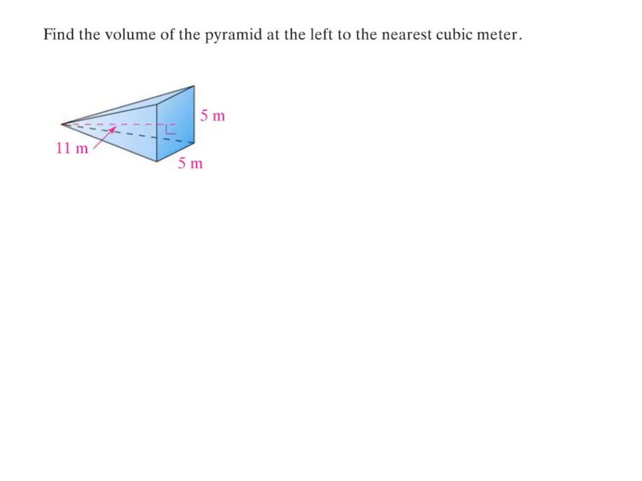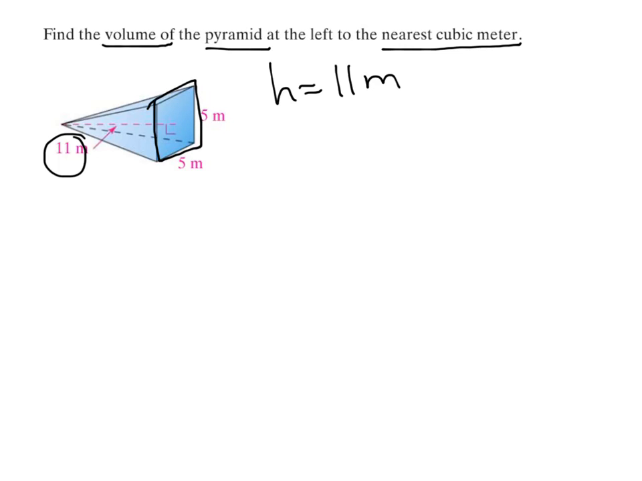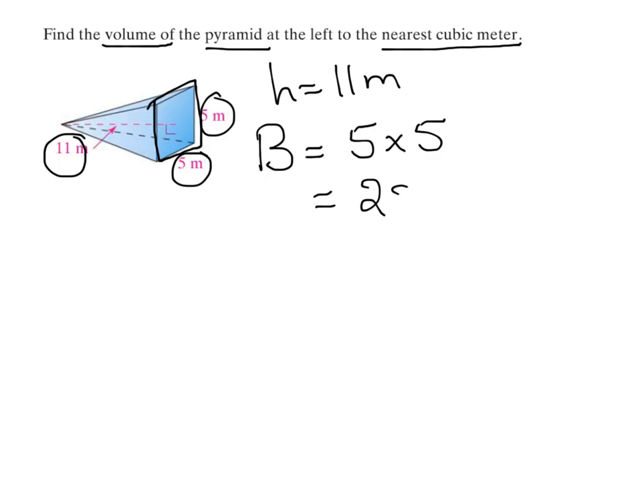Let us do this problem. Find the volume of a pyramid at the left to the nearest cubic meter. Now in this pyramid, what is the height of the pyramid? 11 meters. And what is the shape of the base? It's a square. And we know that the area of the square is side times side, which is 5 times 5. And that's going to be 25 meter square.